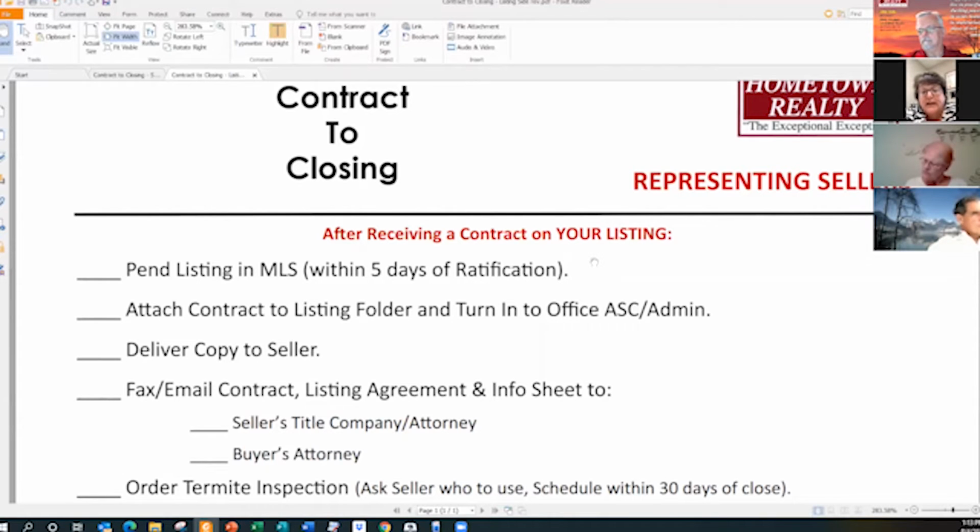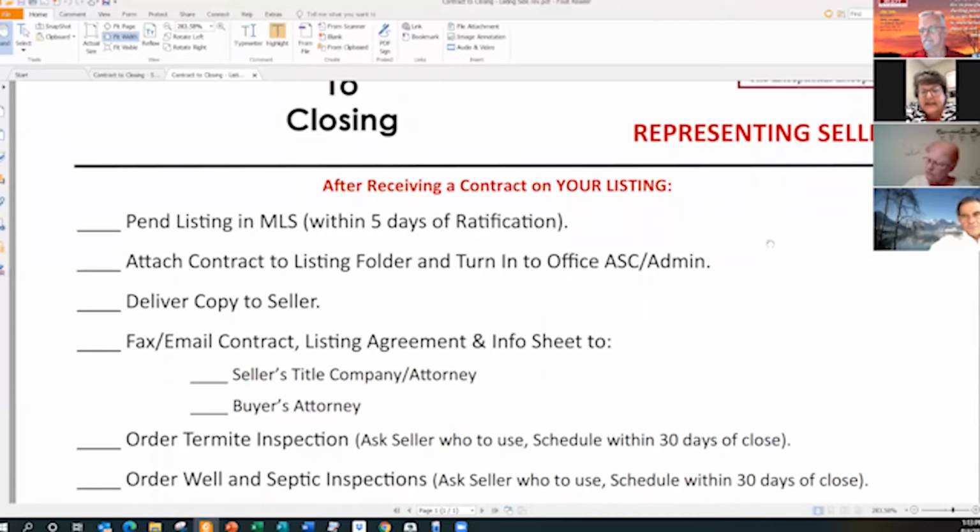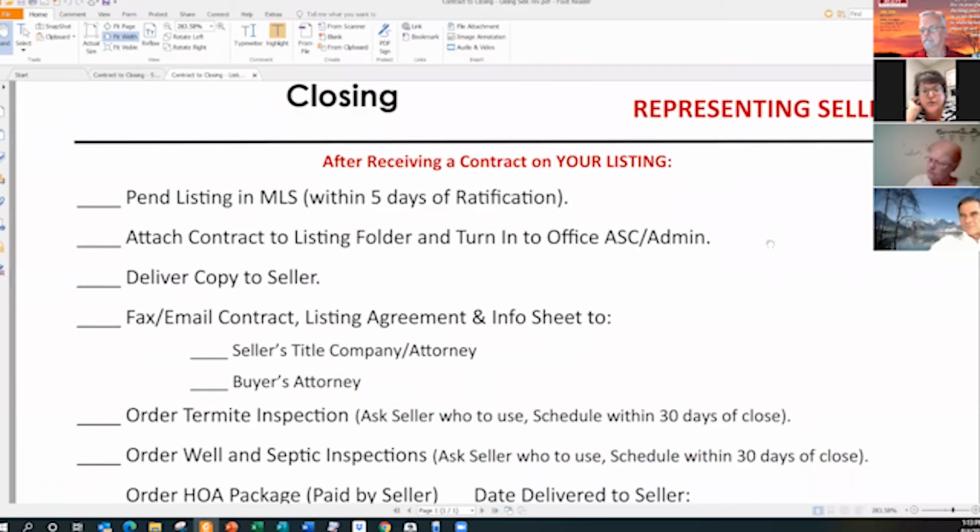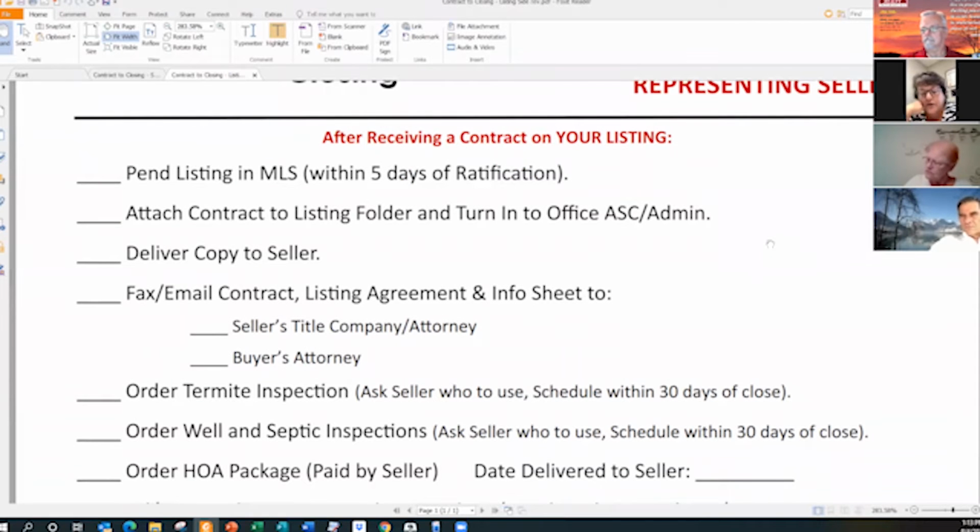Make sure you get a copy of the ratified contract to your seller, and then scan and email the contract, listing agreement, and info sheet to the attorney that's closing it and to the other side's attorney. You might want to come up with some standard little email that you use, especially if you deal with some of the same people, as, hi, this is Cindy. I have another contract for you. You will be representing whichever side of the deal it is, and just send them all the information.